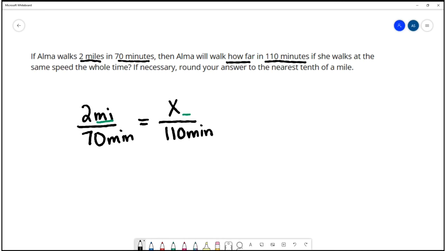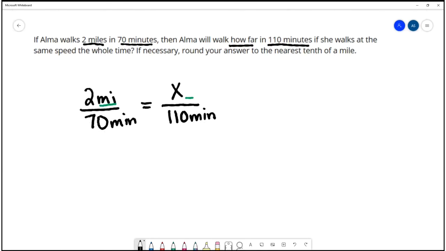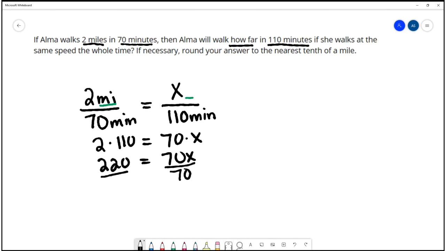So we set up each ratio in the same way, and when we set them equal to each other, that gives us a proportion. We're going to solve the proportion using cross multiplication. So we'll multiply the numerator of one fraction by the denominator of the other. That gives 2 times 110 equals 70 times x. 220 equals 70x, and I'll divide both sides by 70 to solve for x.